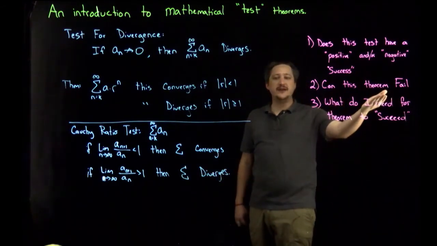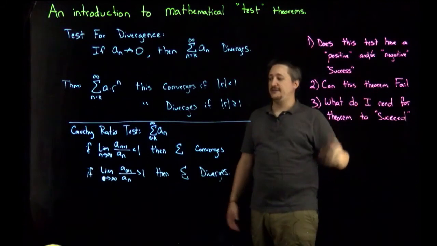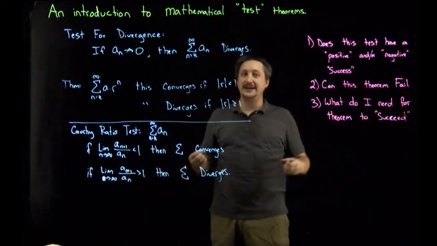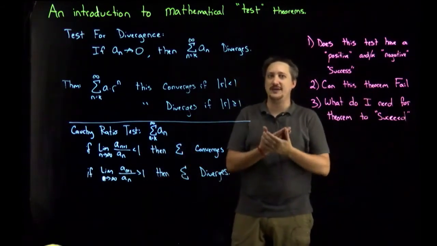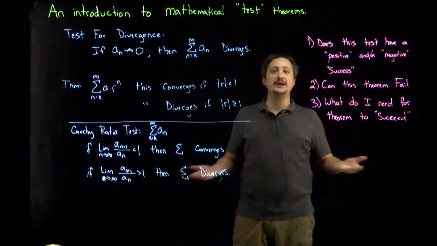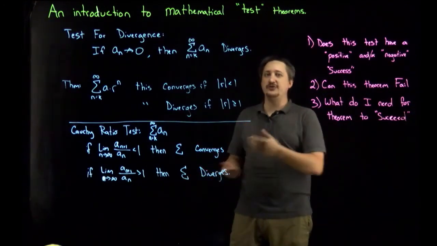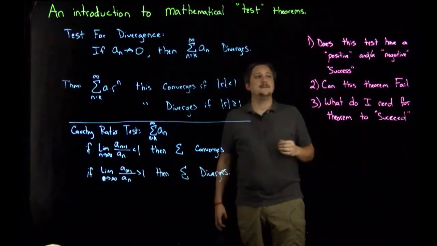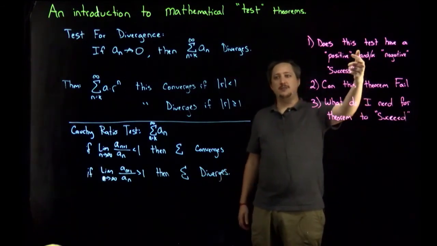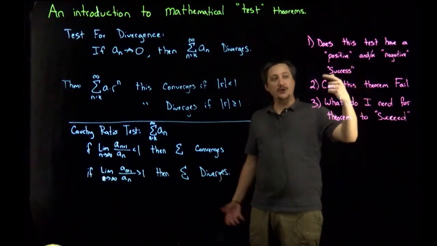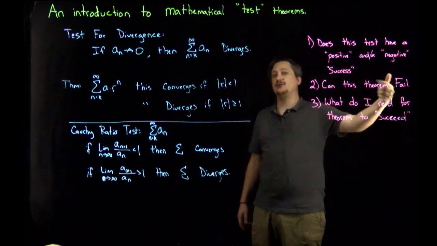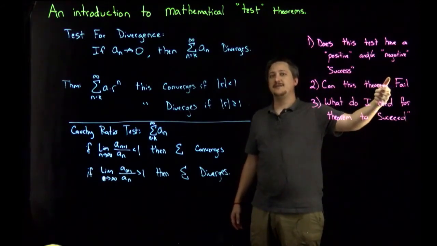And so can this theorem fail? Yes, it can fail. In fact, if I get that the limit equals 1, it has failed in the sense that it tells me nothing. There's no information gathered by using this ratio test. So not only can I have more than one outcome where I do know stuff, but I can also simultaneously have a failure outcome where it tells me nothing.